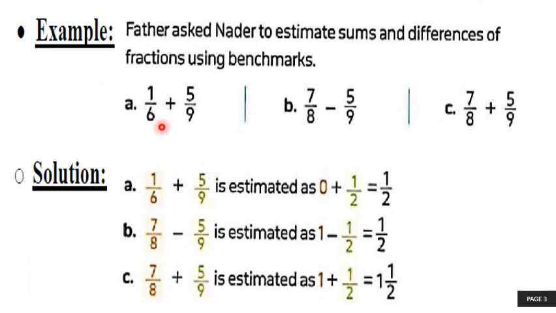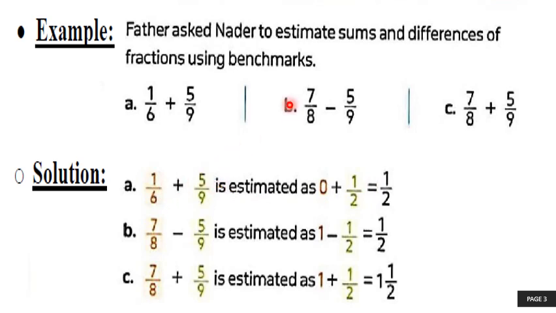For example, father asked Nader to estimate sums and differences of fractions using benchmarks. Here we have 1/6 plus 5/9. 1/6 is close to 0, so I'm going to write 0 plus. And 5/9 is close to half because the half of 9 is 4.5. So 5 is close to half. So now 0 plus half equals half.